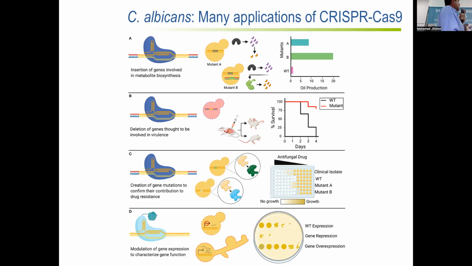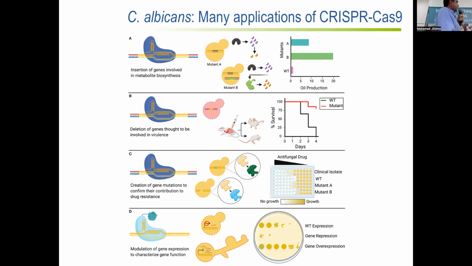But also, the creation of gene mutations to confirm the contribution of certain genes to drug resistance. So in Candida albicans, there are many mechanisms of drug resistance, mainly azole resistance, because azoles are fungistatic. So this is the survival. The cells that survive azoles could randomly get mutations that favor their development in the presence of drug. This is how drug resistance evolves in Candida albicans.